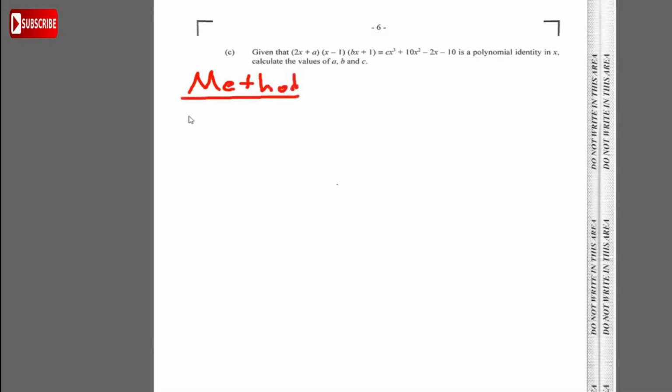So (2x + a)(x - 1) will give you 2x squared. 2x times minus 1 is minus 2x plus ax. So instead of writing minus 2x and plus ax, just put (a - 2) times x, minus a. If you're wondering where this comes from, 2 times this is 2x squared, this times this is minus 2x, and this times this is ax. All I did was factor out the x.